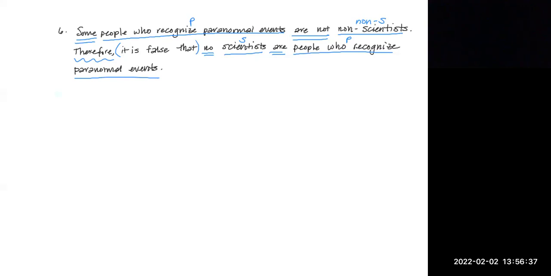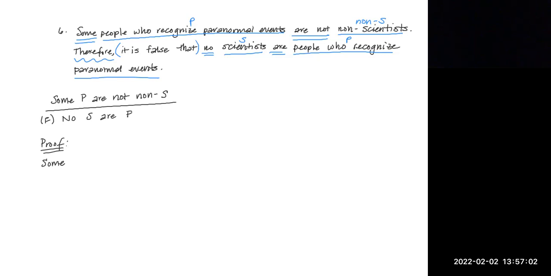So if we look at the standard form, some P are not non-S, therefore, don't forget to draw that line, it is false that no S are P. And if you start the proof, as always, with the premise, some P are not non-S, given, and you go to the square, as we normally do.